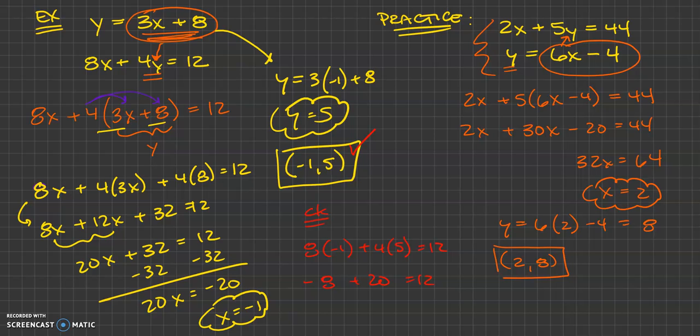But let's make sure we check it. I'm going to say 2 times 2. I'm using the first equation, and I'm substituting my solution in for the points x and y. That should be an 8. Equals 44. So 2 times 2 is 4. 8 times 5 is 40. 4 plus 40 does in fact equal 44. So I feel good about my answer.